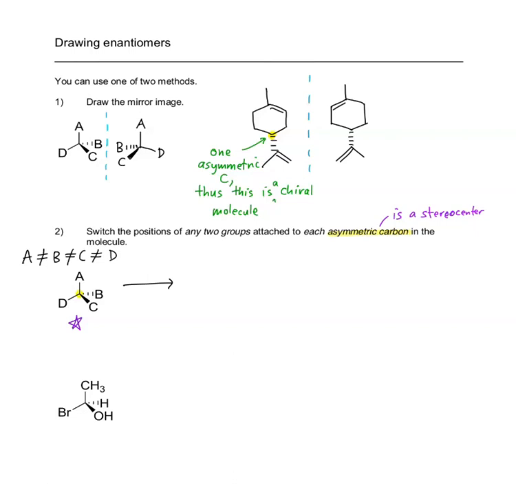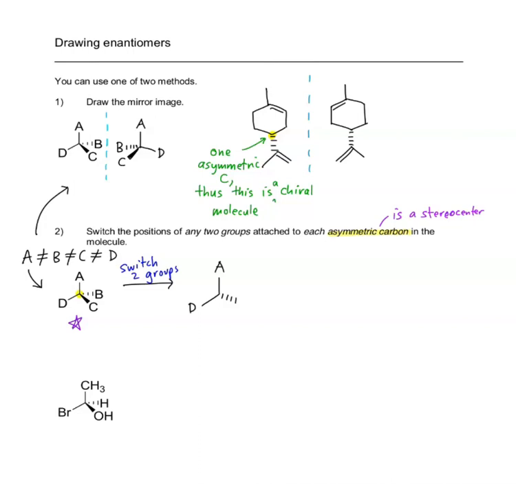So that highlighted carbon is asymmetric. And that's true up here as well. Okay, now it doesn't matter which two groups we switch. We can switch any two groups. So I'm going to switch B and C. So I'm going to leave A and D as they were.